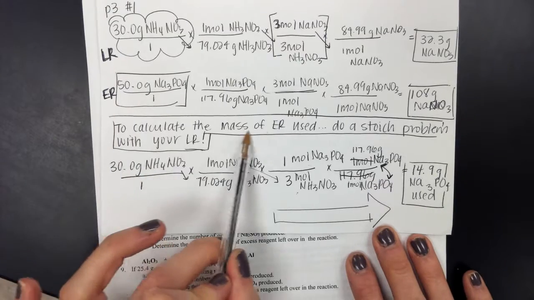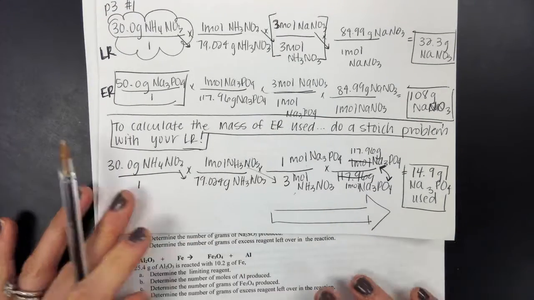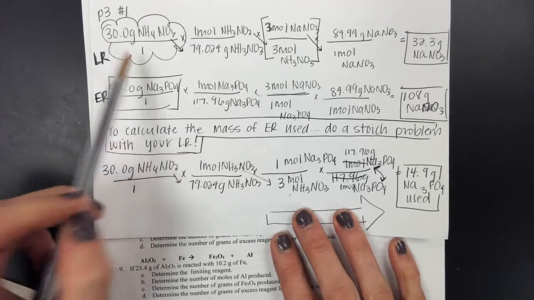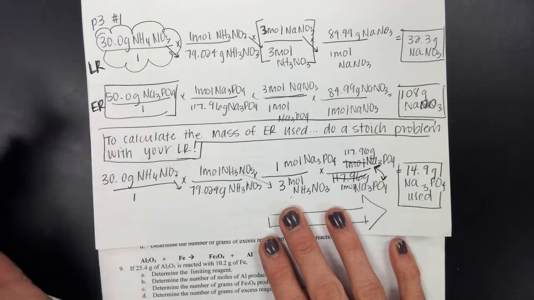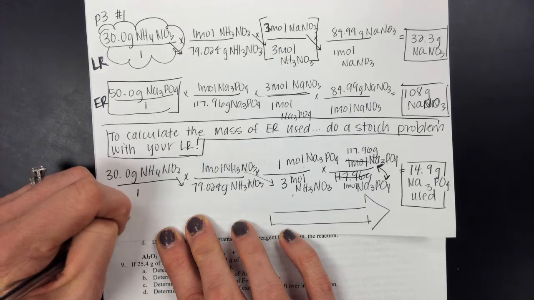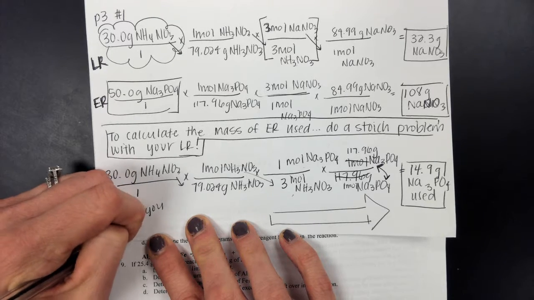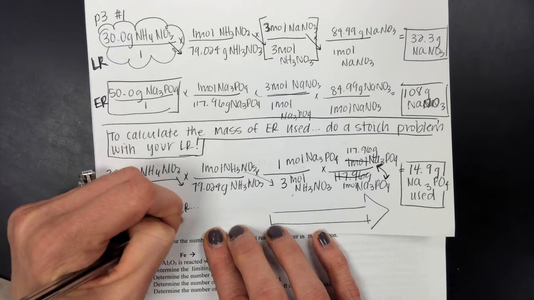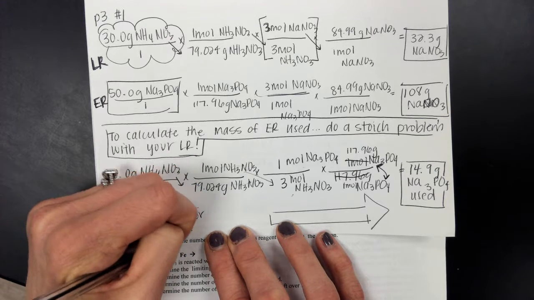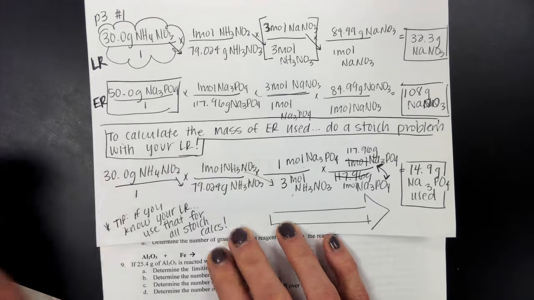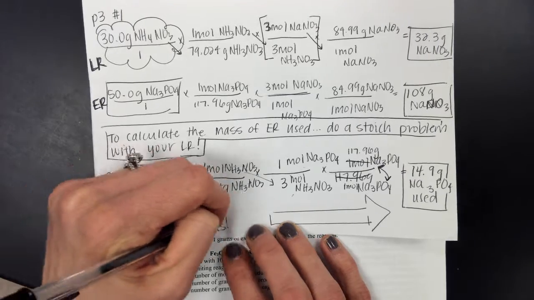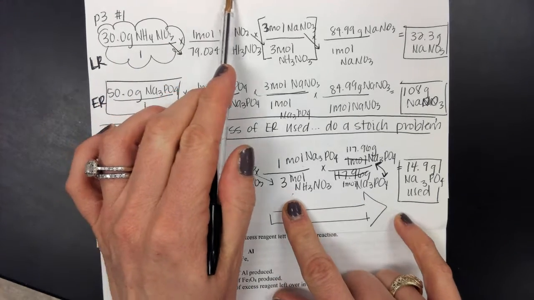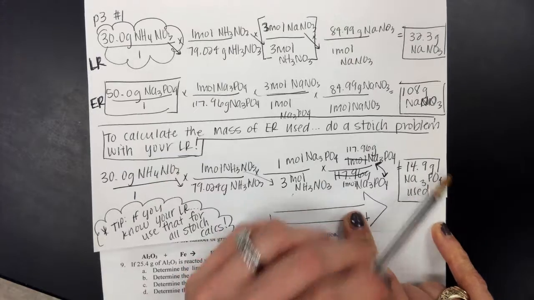Okay, so to calculate the mass of your excess reagent used, you just do another stoich problem. Always start any stoichiometry with your limiting reagent if you know it. Okay, that's important to remember. Little tip: if you know your limiting reagent, use that for all stoich calculations. Okay, that's going to come into play when I teach you percent yield. So your answer to this one, determine the mass of excess reagent used or reacted, it's 14.9 grams of sodium phosphate.